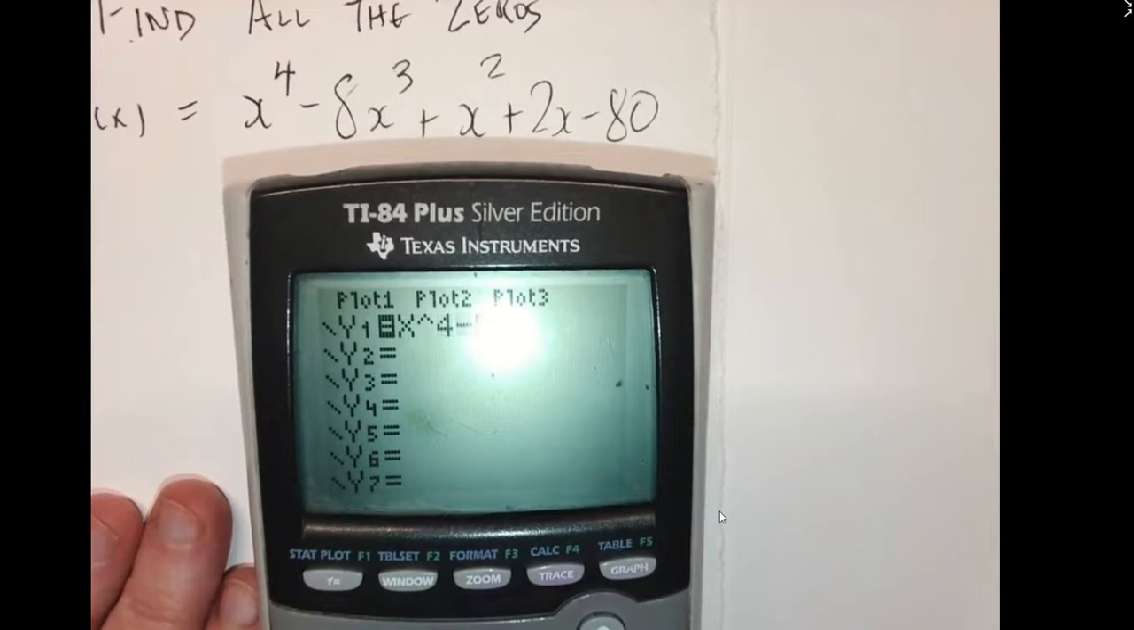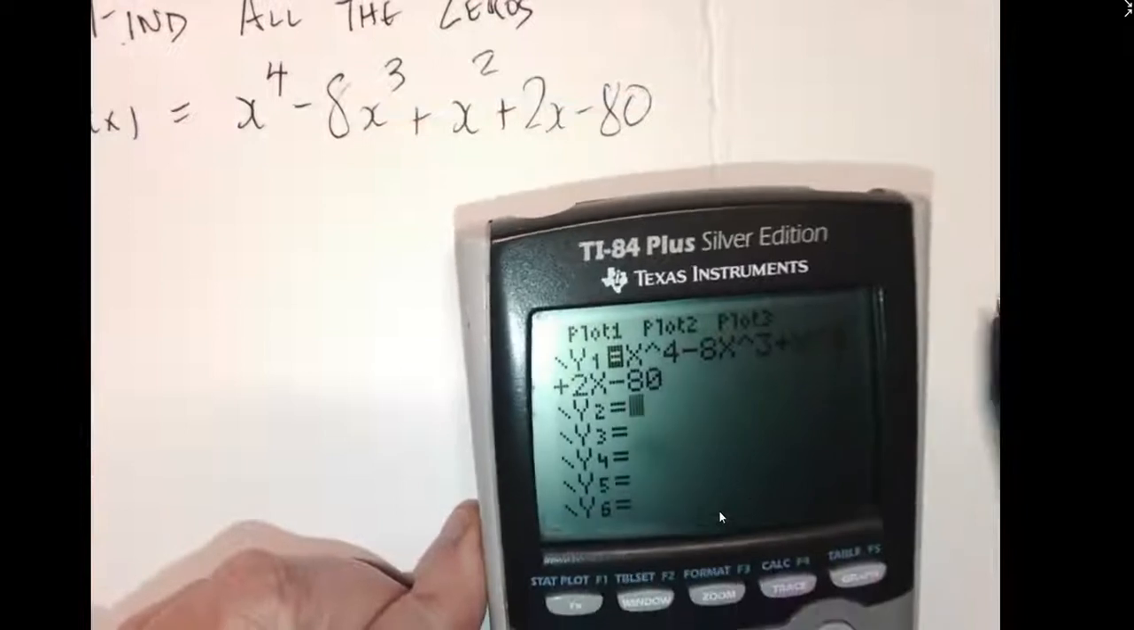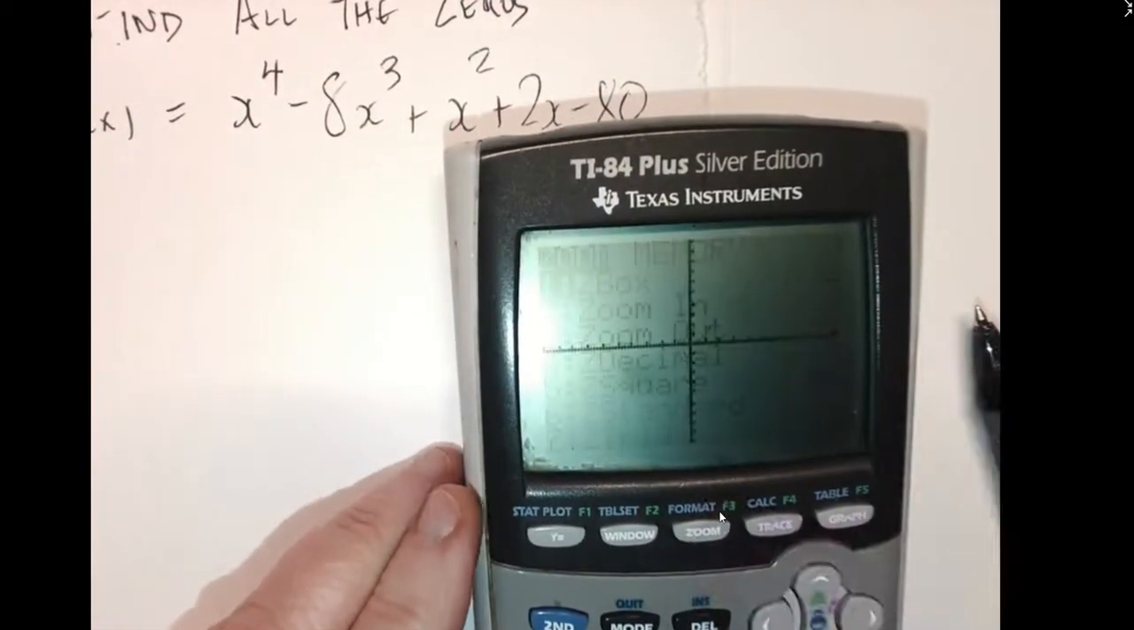All right, so let's put this in here. X to the fourth minus 8x cubed plus x squared plus 2x minus 80. Okay, so let me try and get rid of the glare. The glare isn't so bad. And I'm just going to start with a zoom 6.